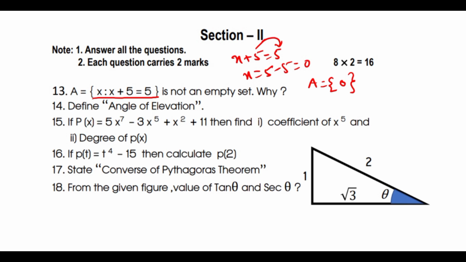So angle of elevation, that definition you know very well. If the line of sight is above the horizontal line, the angle formed there is the angle of elevation, right?